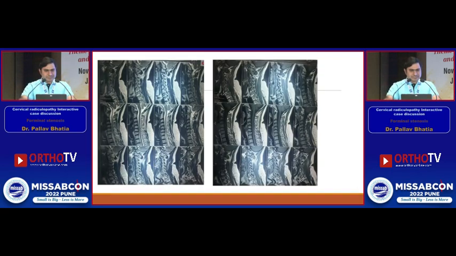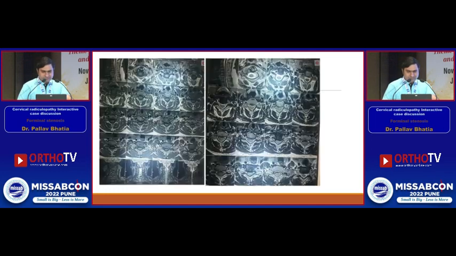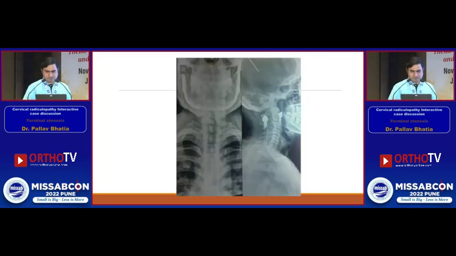So this is the MRI of this patient, and we can see multi-level disc degeneration along with left side foraminal stenosis at C5, C6. And this is the X-ray. All conservative trials have been taken by this patient, but she gets some bit of pain relief, and again she presents with the same complaints. So how do we go ahead with this case?